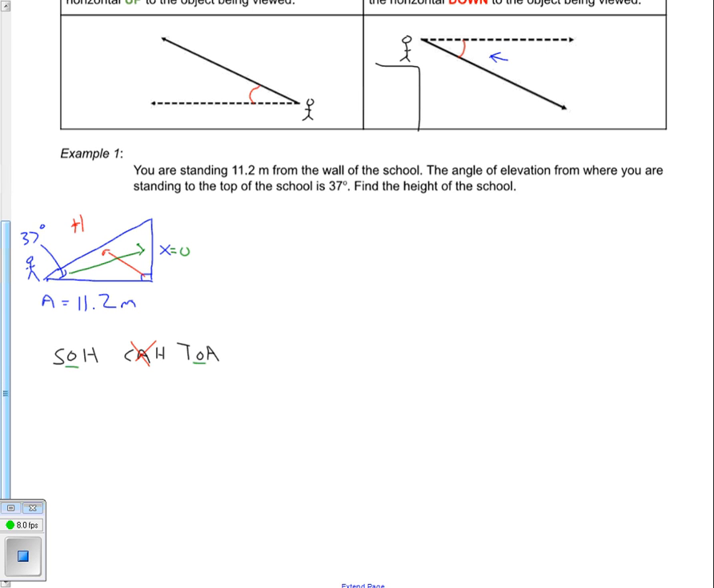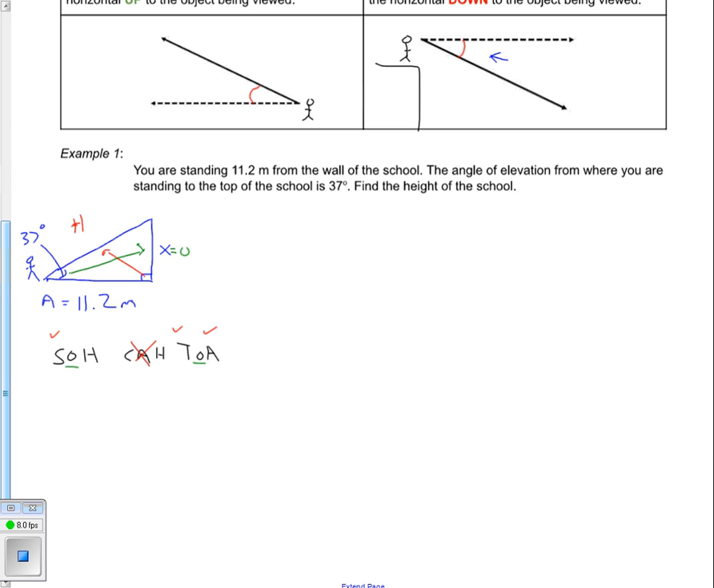So I'm going to cross that piece out. So what piece of information do I have? Well, I know that the angle of elevation is 37 degrees, so I can put a check mark above the angle. The other piece of information that I have is I know what my adjacent is.